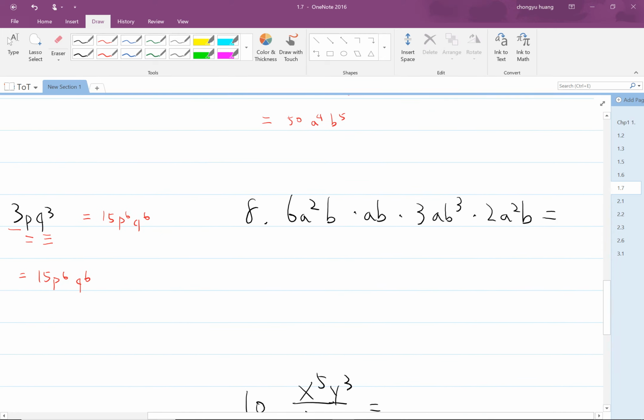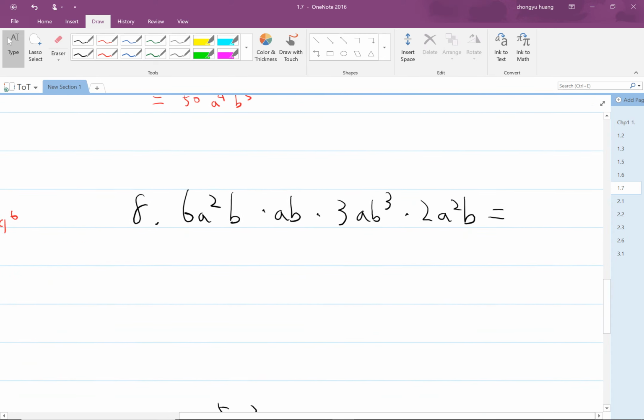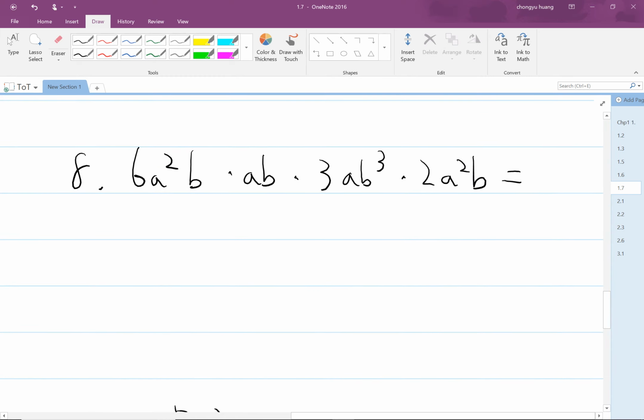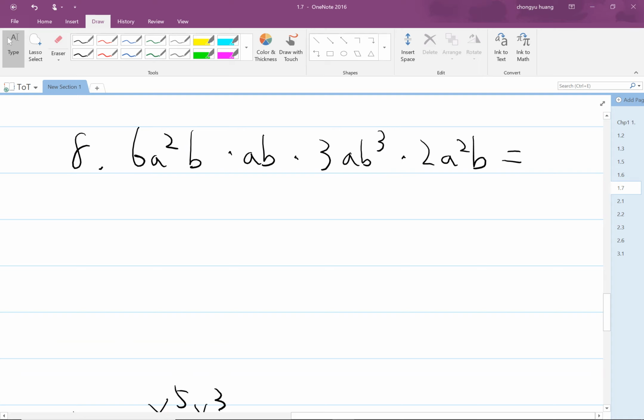Okay, so let's move to question 8. Here we have 6 as an integer, 3 as an integer, and 2 as an integer. And then we have a squared, then a, then another a, and a squared again. And then we have a single b, then b to the power 3, and then another single b.